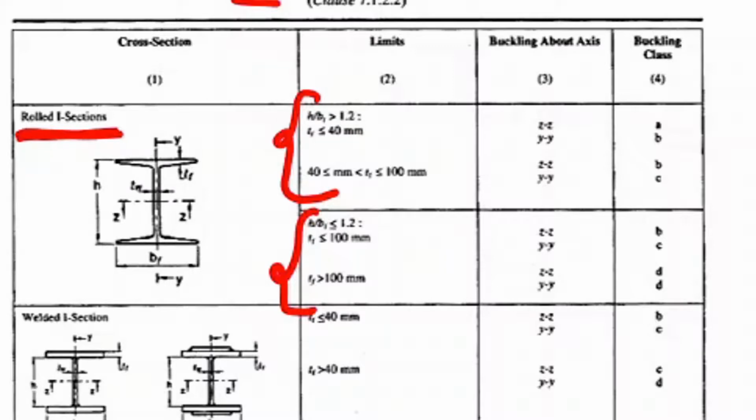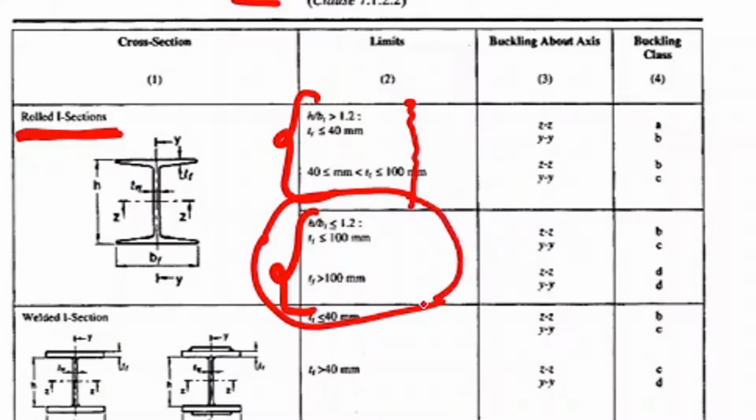Ours is exactly equal to 1.2. It is not greater than 1.2. Okay, now this criteria is not satisfied. Let's go back to the second criteria. Here, what is our h by bf? That is less than or equal to 1.2. Then you need to check this criteria. So if you go back to our value, which is exactly equal to 1.2, that means less than or equal to 1.2.